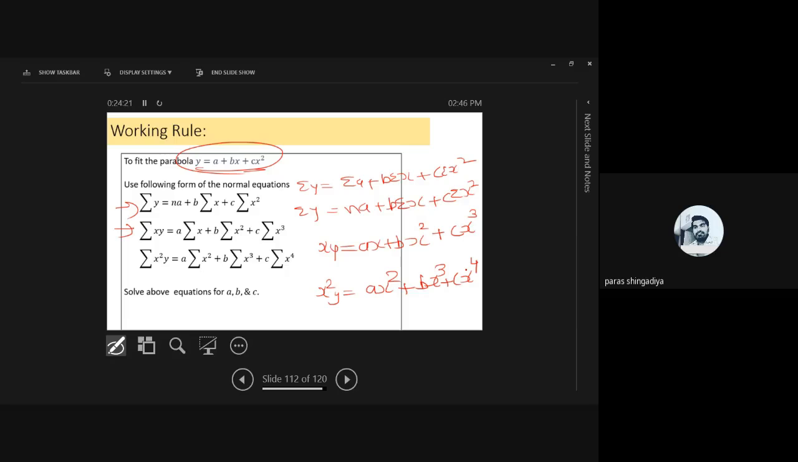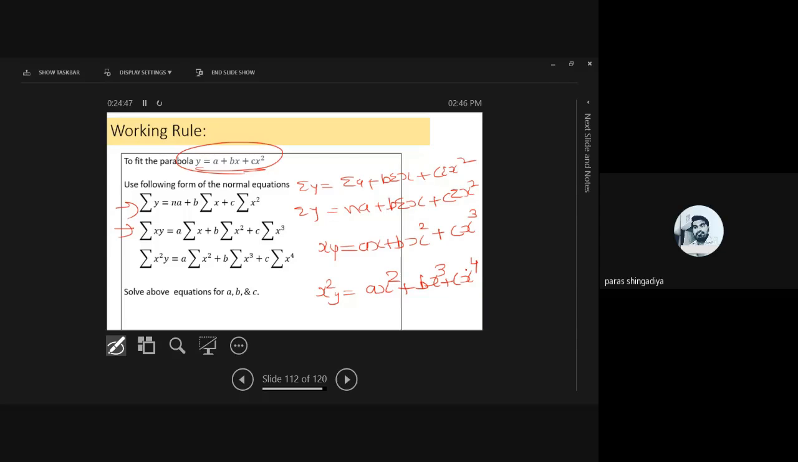Okay, सभी के साथ multiply होगा. 3 टर्म है तो तीनों के साथ multiply. And then after apply sigma to this equation, यहाँ होगा sigma x square y equals a sigma x square, b sigma x cube plus c sigma x raised to 4. And that is the form. Clear? Now prepare one table.